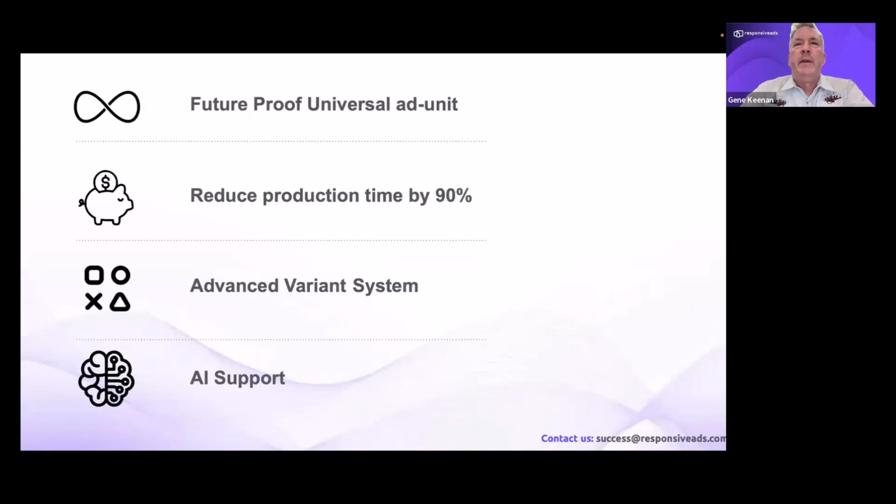In summary, Studio 4 offers a powerful universal ad unit that will display on any screen, anywhere. It reduces production time by 90% and increases time for creation by 900%. A variant system that gives you the power to change any element of any ad based on location, time, language, and weather. Studio 4 also supports our forthcoming AI workflow enhancements.